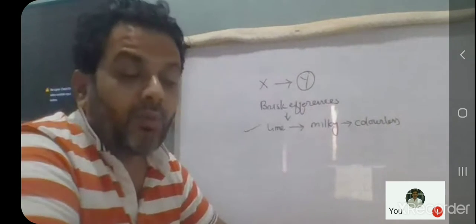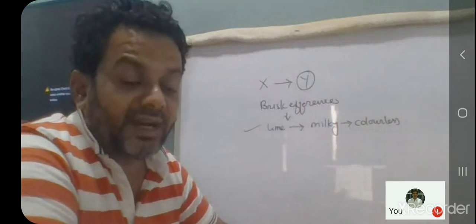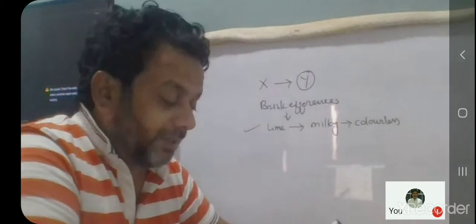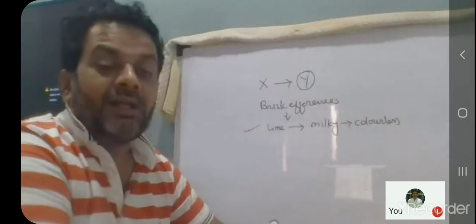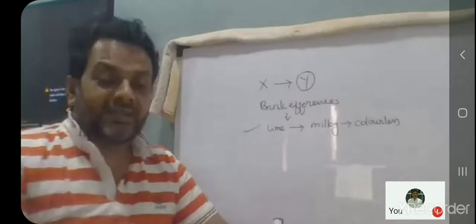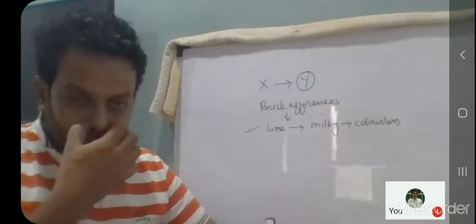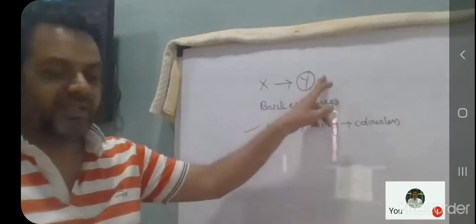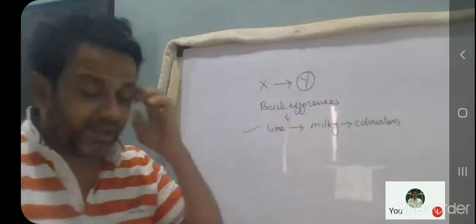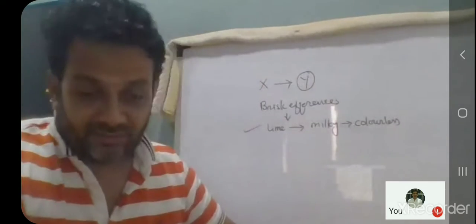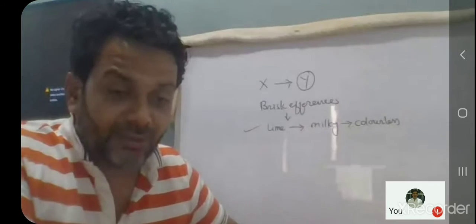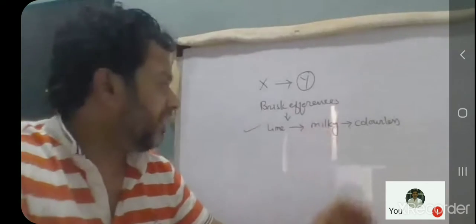So what is the hint to us? The hint is that it is an acid which is used as a preservative, and we know that vinegar, that is acetic acid, is the acid used as a preservative. So here Y is acetic acid and X must be some carbonate, because of that this reaction is taking place over here.